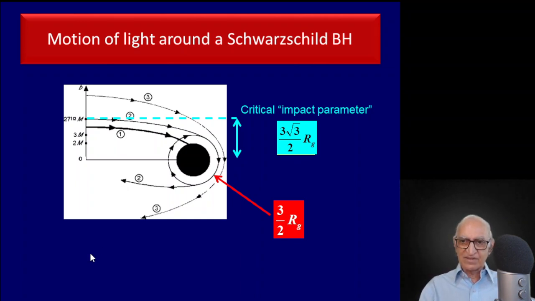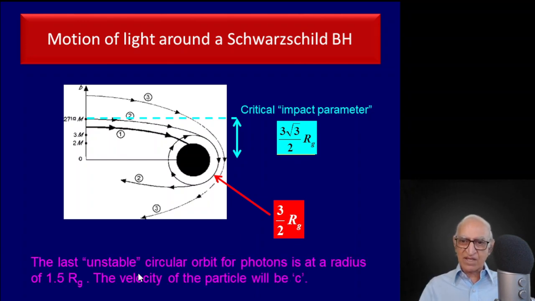All right? So even for light, there is a last circular orbit. Of course, it's an unstable circular orbit because the photons can either escape or fall in. And of course, the velocity of the particle in orbit will be c. So it's for light, or maybe neutrinos and other massless particles.